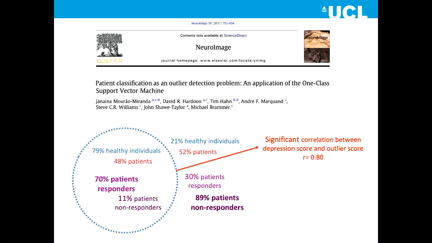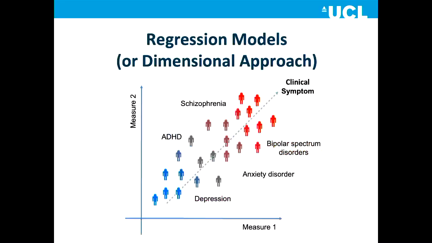We also found a significant correlation between the outlier score and the depression score. So the more outlier they were, the higher the depression scores. So this is one example of how we can move away from the categorical classification framework, and now I'll show another example, which is using regression models, what psychiatrists also call the dimensional approach.